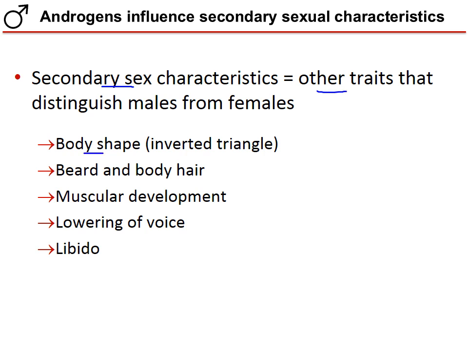These include body shape. The typical male body shape is an inverted triangle, so broad shoulders with a narrow waist and hips. Androgens are also responsible for the typical male traits such as growing of a beard and body hair, as well as muscular development, and the lowering of the voice, which is caused by the thickening of the vocal cords. Androgens also contribute to various behavioral effects such as sex drive, or libido.